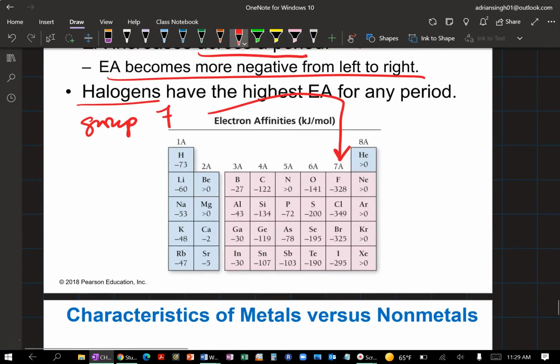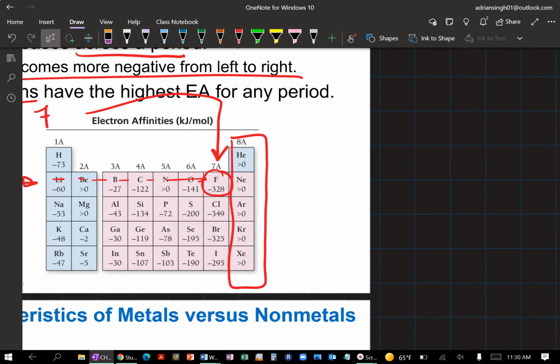So as you go across a period, going in this direction, right? Fluorine here has the highest electron affinity. So it really wants that electron. You'll notice that the noble gases have electron affinities that are positive. And what does that mean? Well, that means these are very stable, and we already established that the noble gases are very stable.